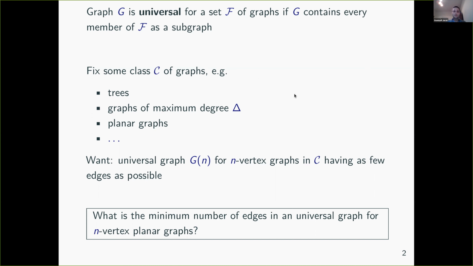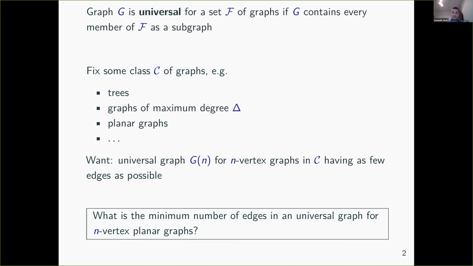Towards the end of the talk, I will talk a little bit about a related notion, which is induced universal graphs. And in that case, we want to contain the graphs we care about as induced subgraphs. So there it's a bit different, but this I will keep for the end of the talk. So for most of the talk, we can just focus on universal graphs, and we care about realizing the graphs we care about as subgraphs. So during the whole talk, the question that will motivate this talk is, what is the minimum number of edges in a universal graph for n-vertex planar graphs?